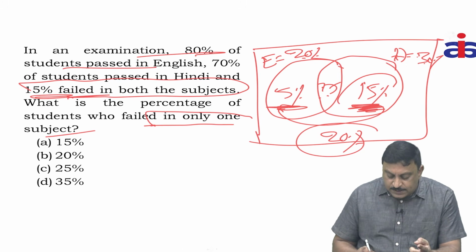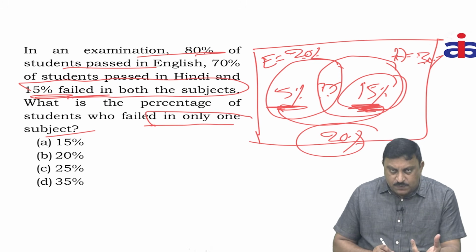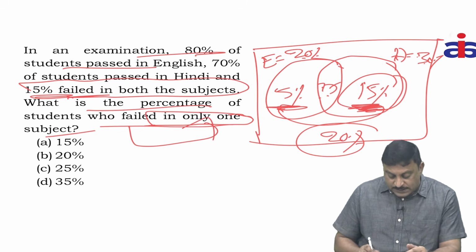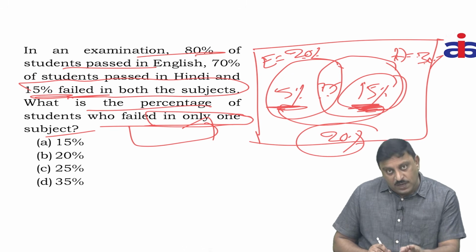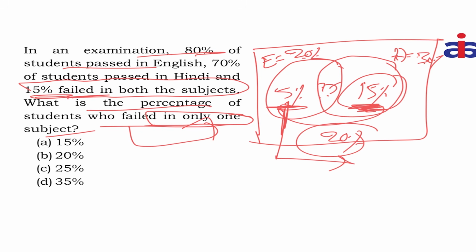And one thing is sure, an extension of this one: what is the percentage of students who failed only one subject? Who passed only in one subject, also the same answer. Why? Because those people who failed only in English must have passed only in Hindi, and those who failed only in Hindi must have passed only in English. So that also gives the same answer. So keep a note on that one, right? I am giving it for extra information.